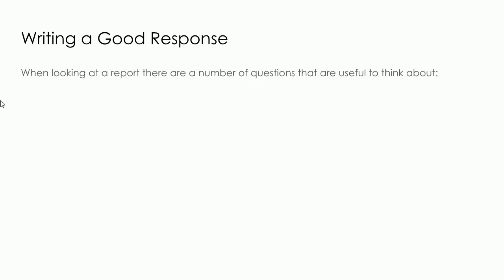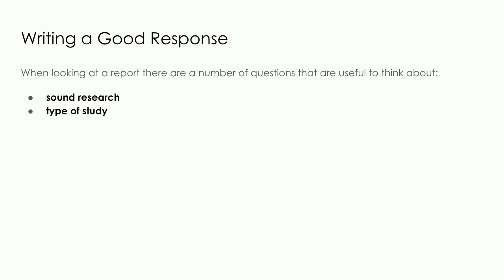When looking at the report, there are a number of questions that are useful to think about. Is the report based on sound research? Find the original research article to determine this. Was it published in a reputable journal? Was it conducted by reputable researchers from a university or research institute, for example? Note, this can't always be done during the exam, but is worth doing when looking at articles that aren't in the exam.